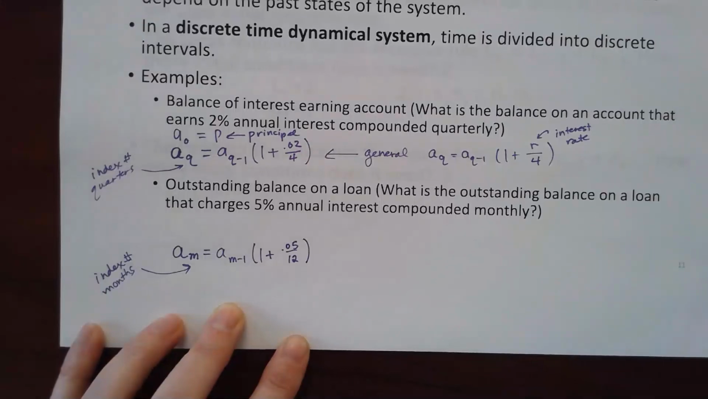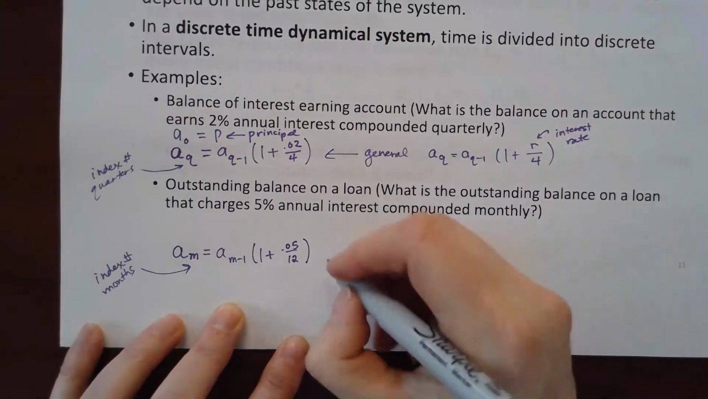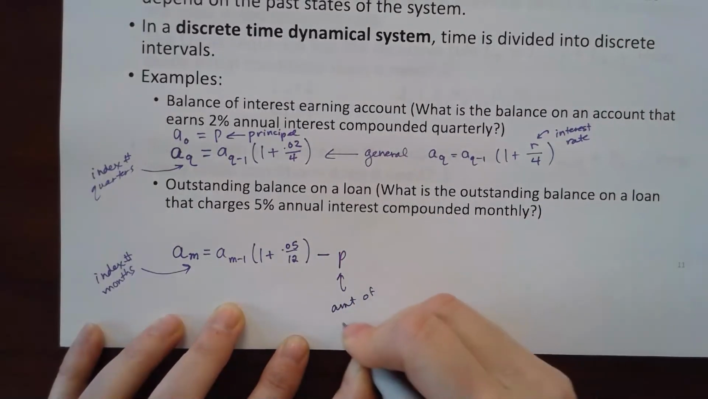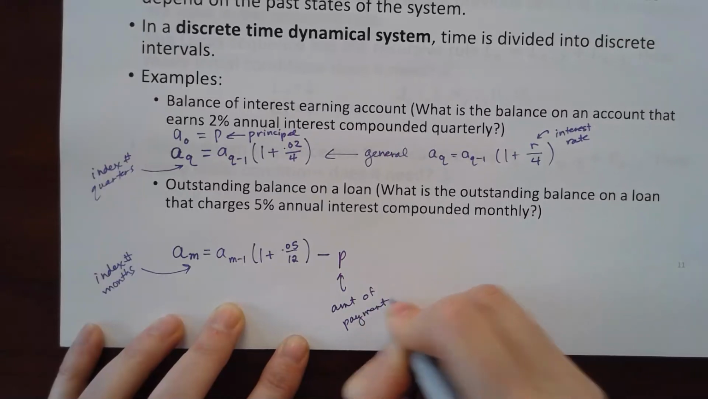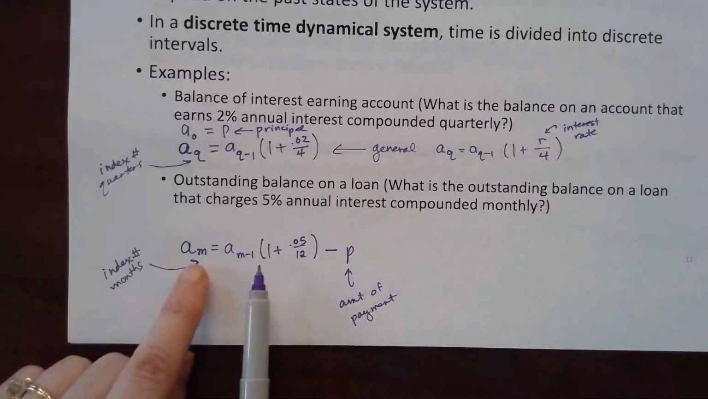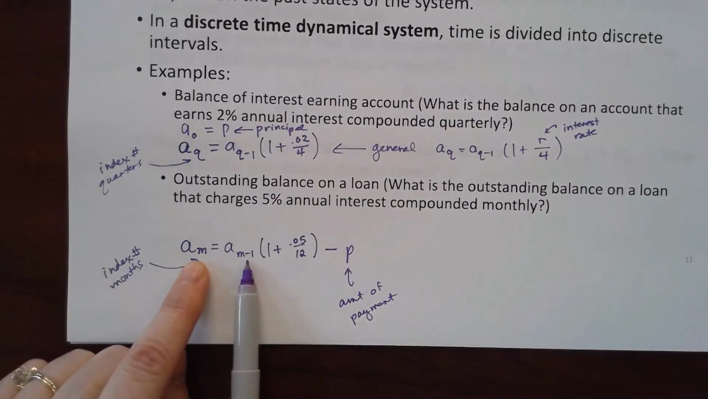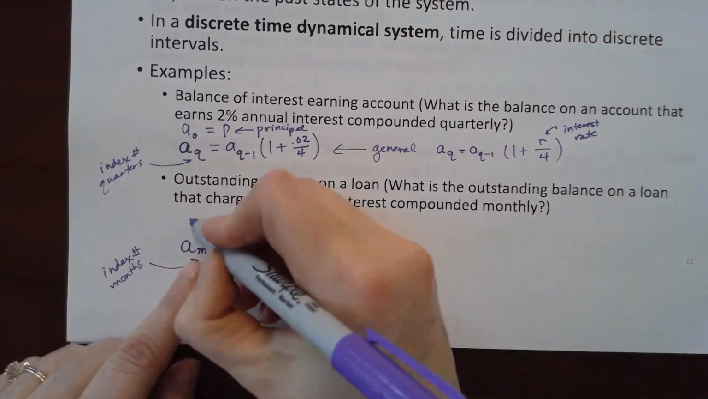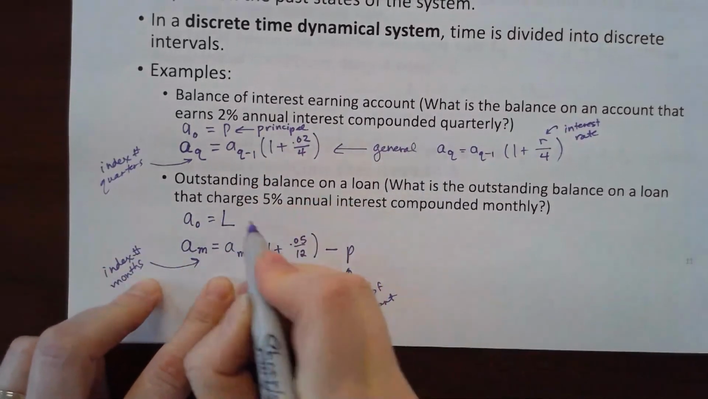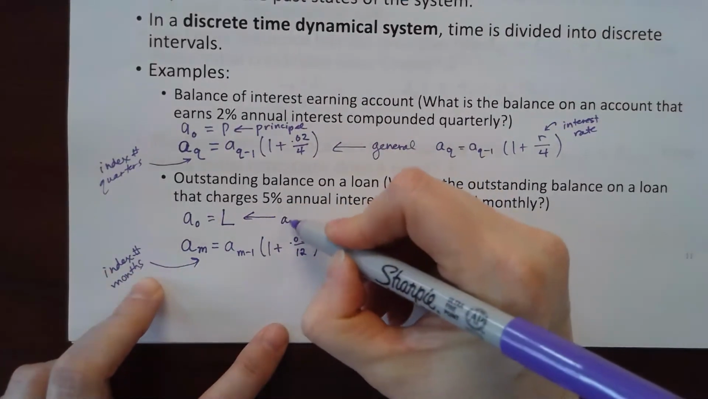And so essentially that's the new amount that you owe, but then you make a payment, and so they would subtract off whatever your payment is. So that would be a recurrence relation that you could write for the outstanding amount on the loan. Once again, this is based on a previous term, so I need an initial condition. My initial condition would be the initial amount of my loan. I'll just call it L. That's the amount of the loan.